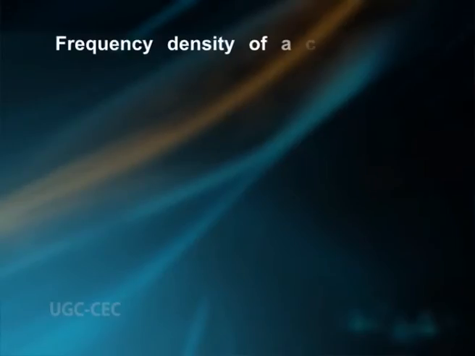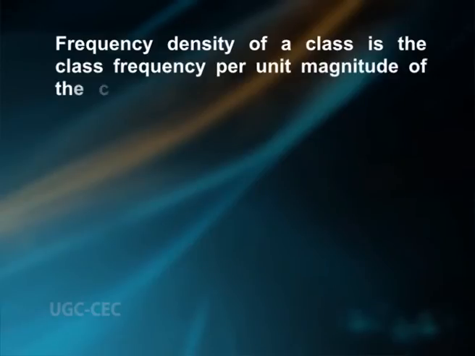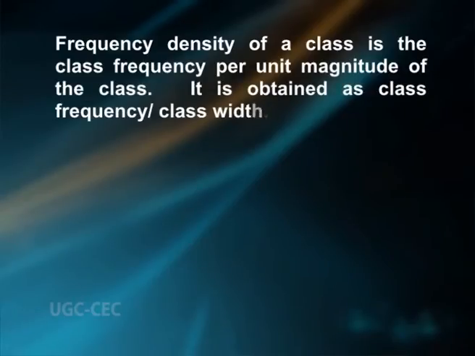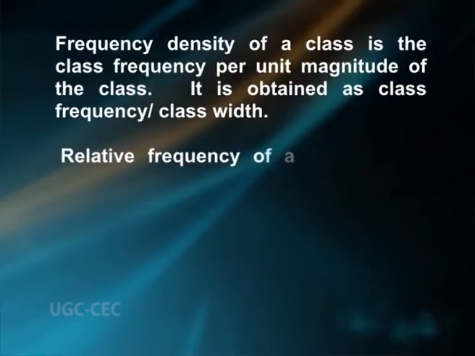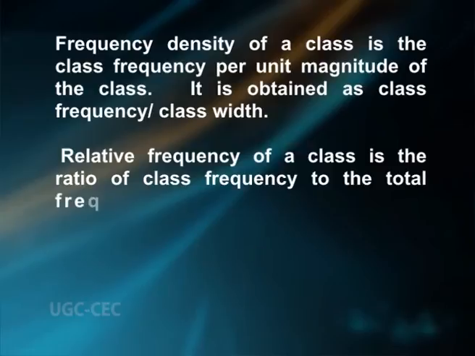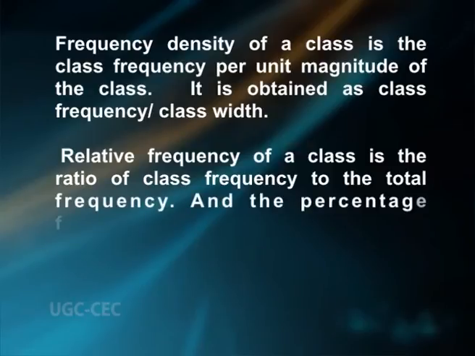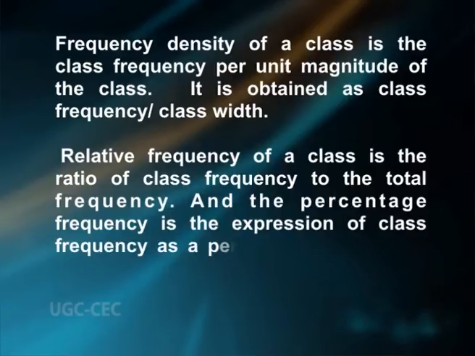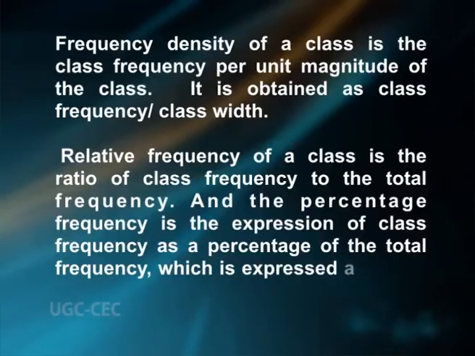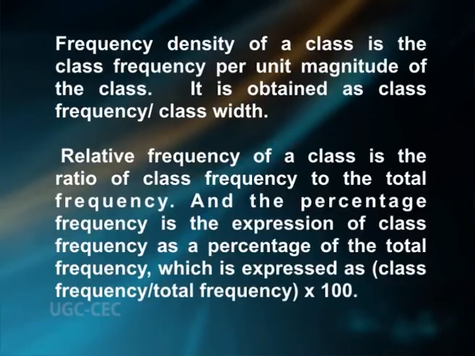Frequency density of a class is the class frequency per unit magnitude of the class. It is obtained as class frequency divided by class width. Relative frequency of a class is the ratio of class frequency to the total frequency, and the percentage frequency is the expression of class frequency as a percentage of the total frequency, which is expressed as class frequency divided by total frequency into 100.